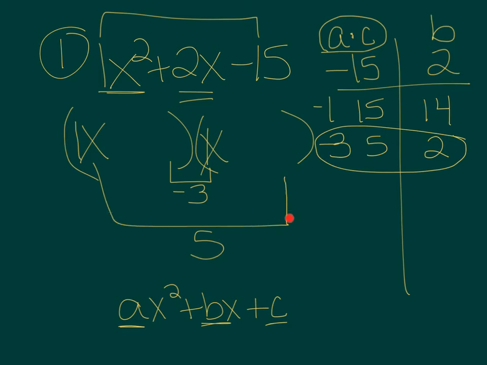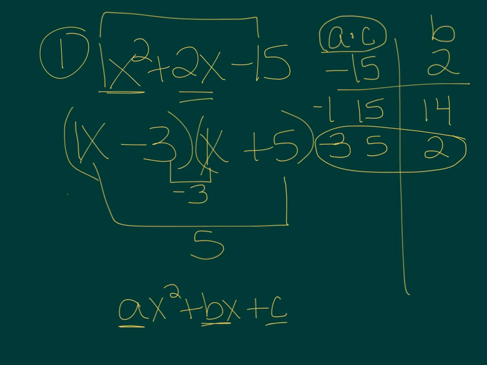1 times what equals 5? Well, it's going to be a 5, so that's what's going to go there. Now in the center, 1 times what equals a negative 3? Well, that's going to be a negative 3. Now it's nice because since these are both 1s here, we basically just took those two numbers and put one in the first parentheses, one in the second.